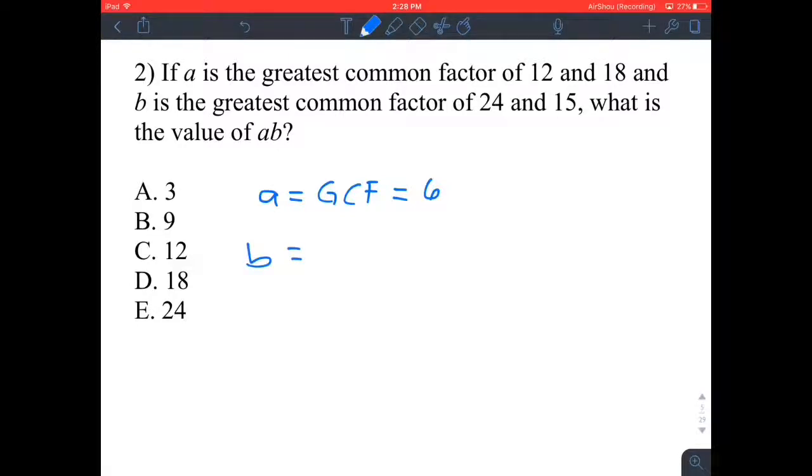B is the GCF of 24 and 15. I think you'll find that GCF is 3. Then we're trying to find the product of A times B. That's 6 times 3, which is 18.